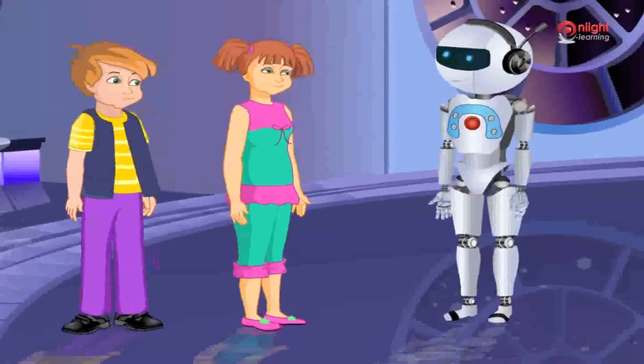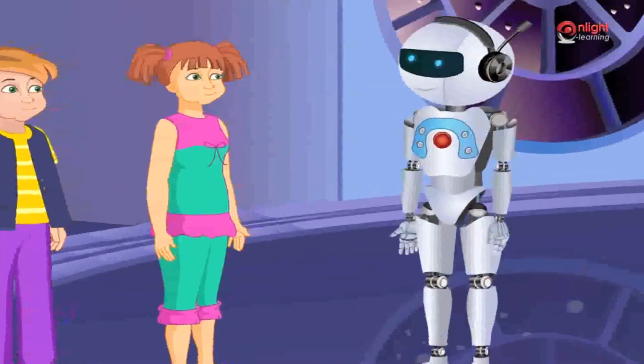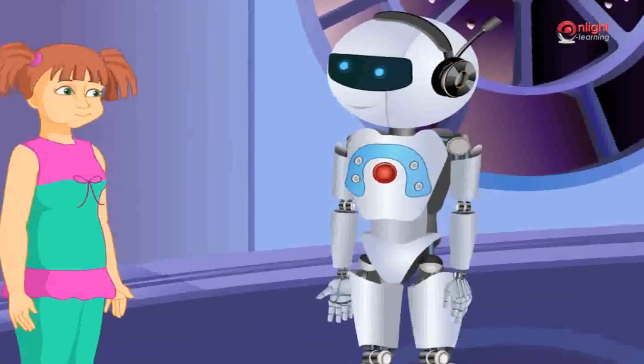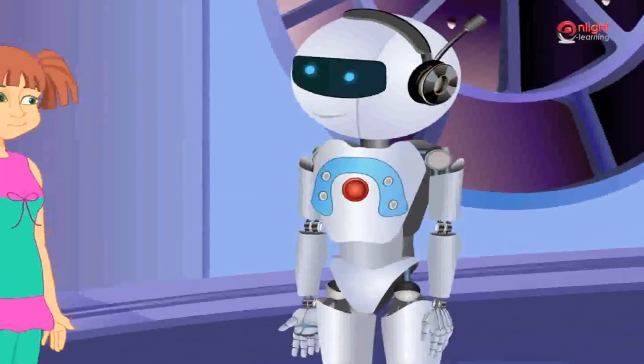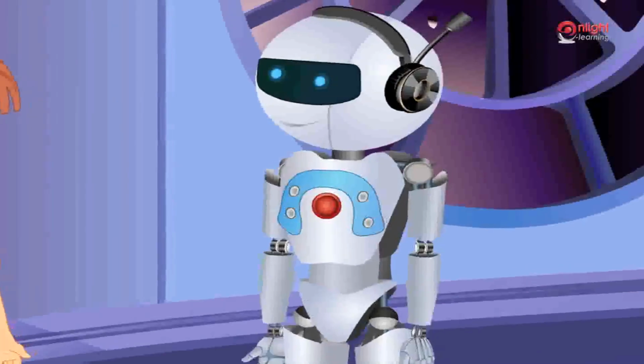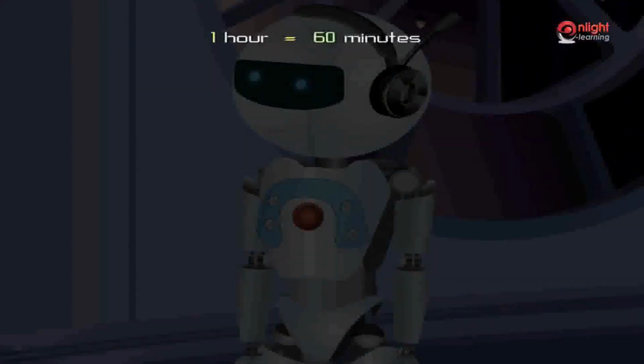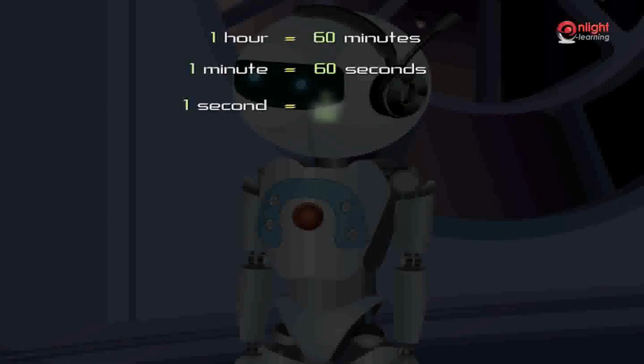In the previous classes, we already learnt about the relation between different units of time. Shown here is the relation between the most frequently used units of time. 1 hour is equal to 60 minutes, 1 minute is equal to 60 seconds, 1 second is equal to 1/60th of a minute, 1 minute is equal to 1/60th of an hour.